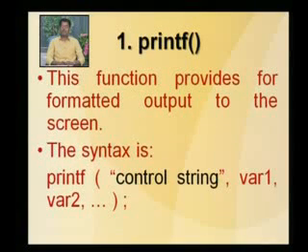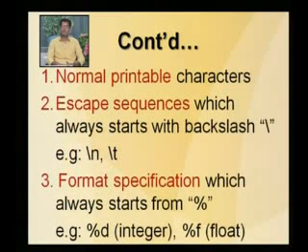So printf control string, then after that variable name 1, variable name 2, variable name 3, which means if your statement contains three different variables, you need to write down the variable names 1, 2 and 3 for each of them. And your control string has normal printable characters, that is your string. Say for example, enter the input value of A, that is the normal statement which you want to print on the screen. So that is your normal characters.